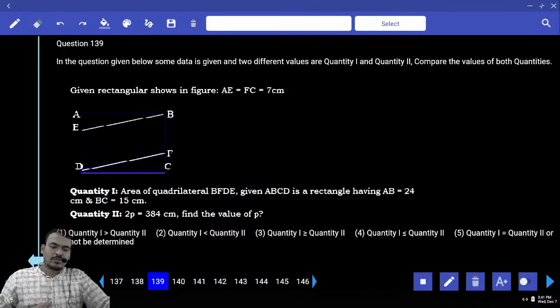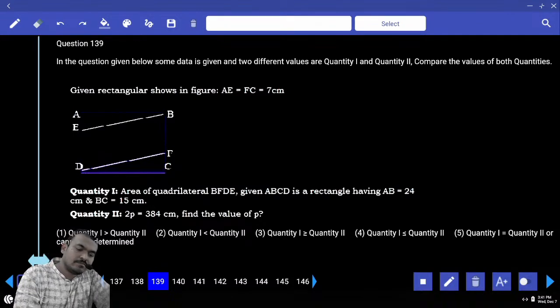Given the rectangle shown in the figure, AE and FC values are each 7 centimeters. What is Quantity 1? The area of the quadrilateral BFDE. Given ABCD is a rectangle having AB equal to 24 centimeters and BC equal to 15 centimeters.